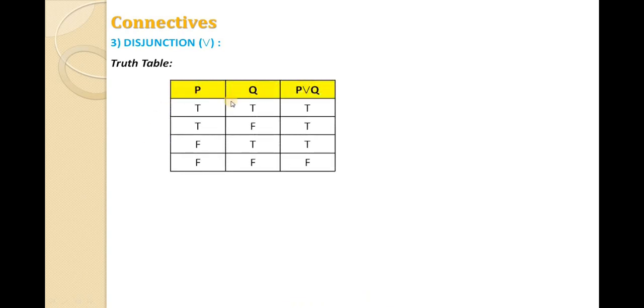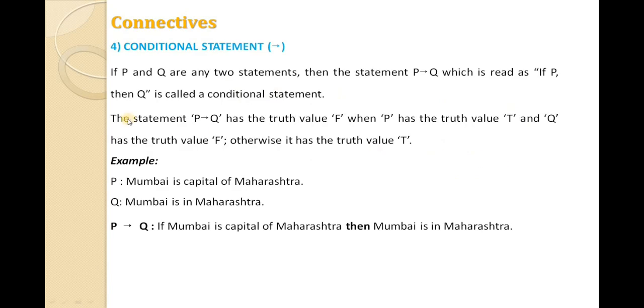Let's discuss the truth table. There are two variables P and Q. It may be TT, it may be TF, it may be FT and FF. If both are false, then the final conclusion is false. Otherwise, it is true. If it is TT, then T. TF, T. If it is FT, then T. But if it is FF, then only it is F. This disjunction is an OR condition. Means if anyone is present, then the final conclusion is present. Means if anyone is true, then the final conclusion is true.